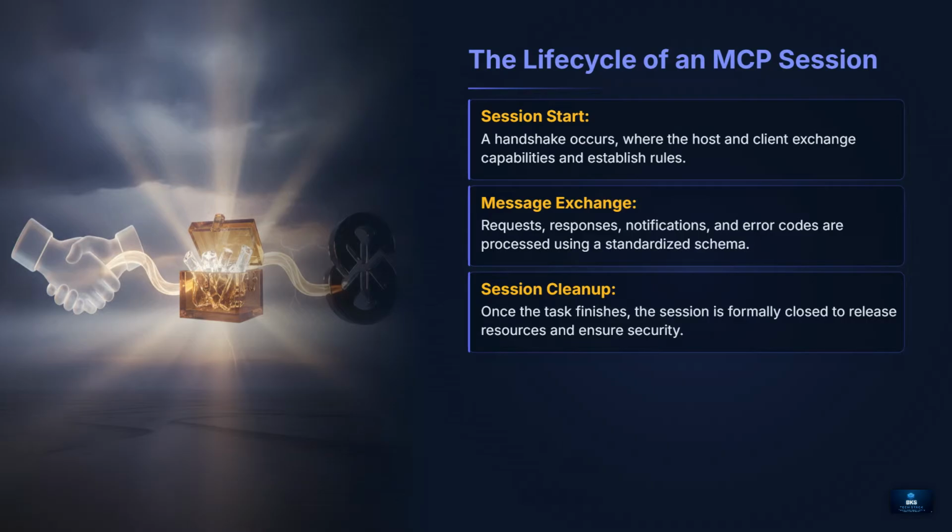Every interaction in MCP follows a strict lifecycle. It starts with a handshake where the parties agree on what tools are available. They then exchange messages, like a request for data or a status notification, and finally, they close the connection. This formal structure prevents hanging connections and memory leaks, which are common in unmanaged API calls.